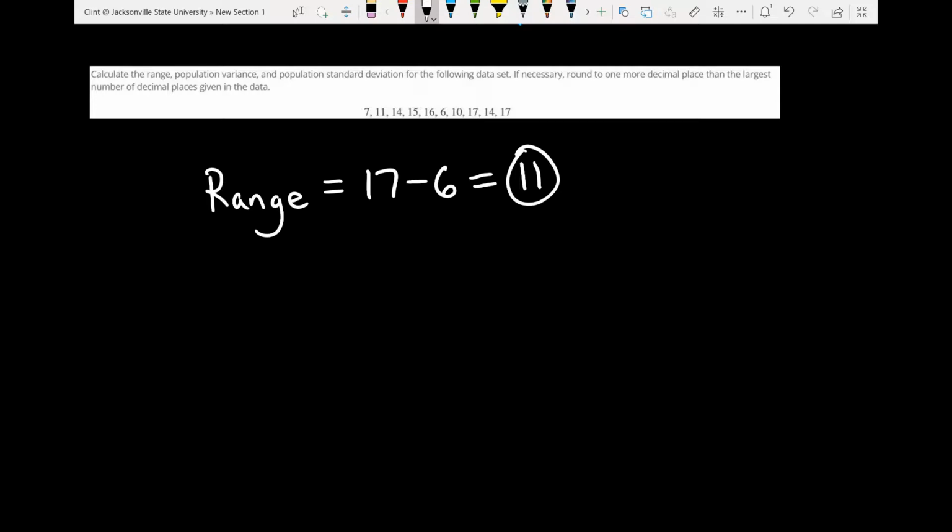Okay. And then if I'm doing this problem, the next thing I'm going to go to is standard deviation. And it says we want population standard deviation, so this is going to be sigma. In your calculator, a lot of times it'll be called sigma x.